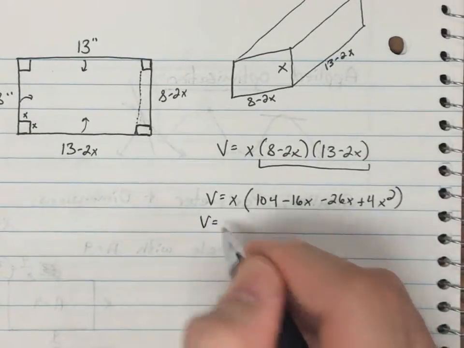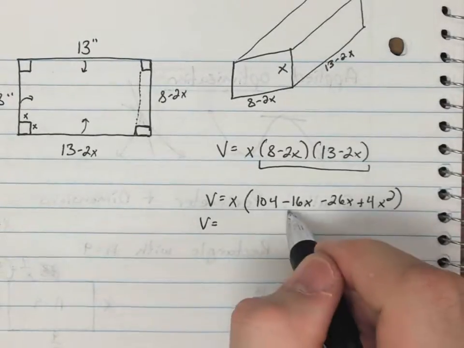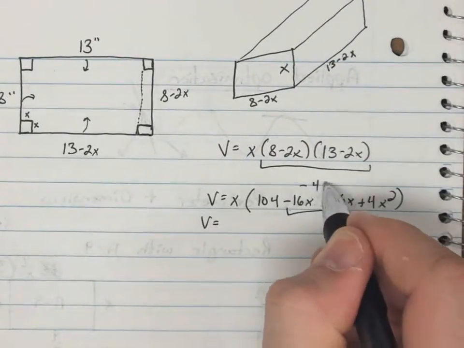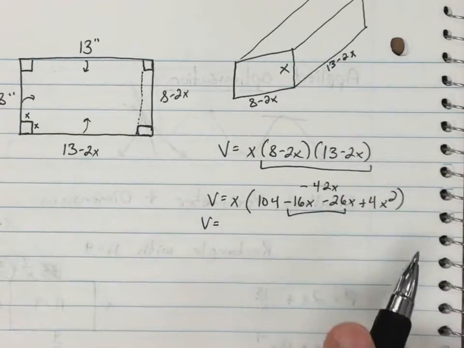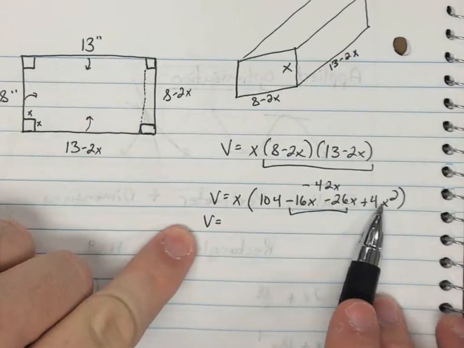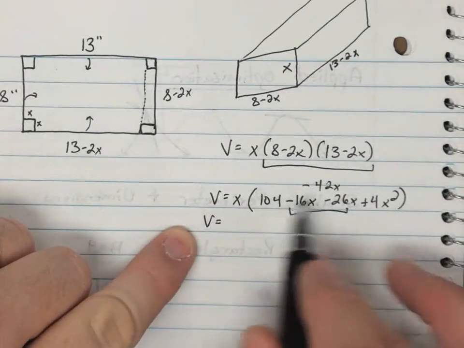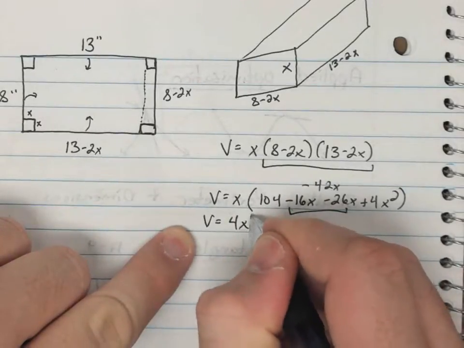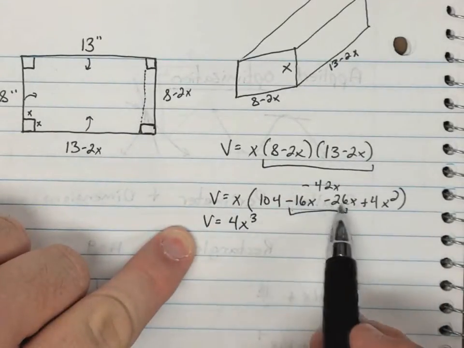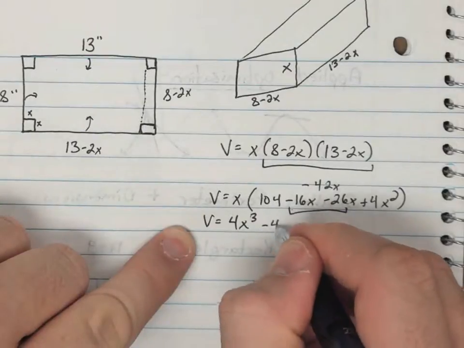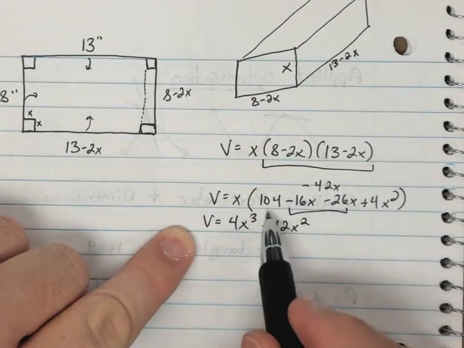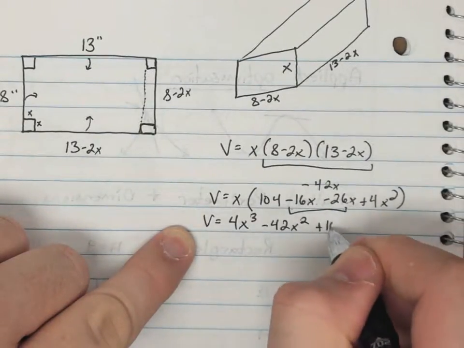Next, I'm going to distribute that x, and as I do that, this is negative 42x. As I distribute the x, I'm actually going to put these in order as well. I'm going to put my 4x squared first. X times 4x squared will be 4x to the third. Negative 42x times x will be negative 42x squared, and 104 times x will be plus 104x.